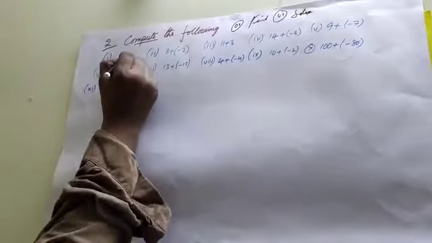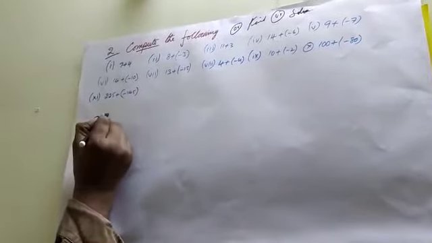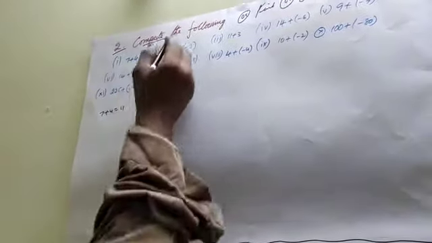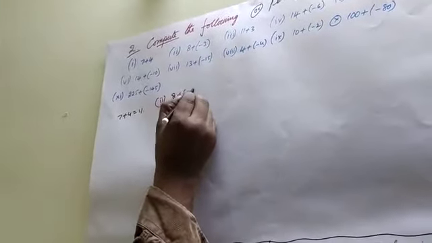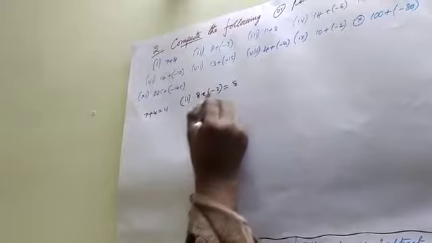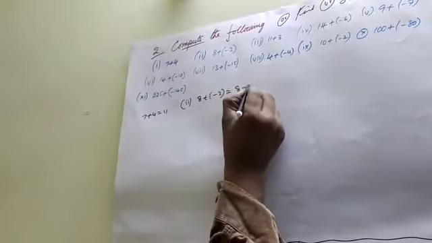Okay, 7 plus 4 is already well known to you, 11. At the same time, second, what is second? 8 plus of minus 3. What is 8 plus of minus 3? 8 plus into minus 3.